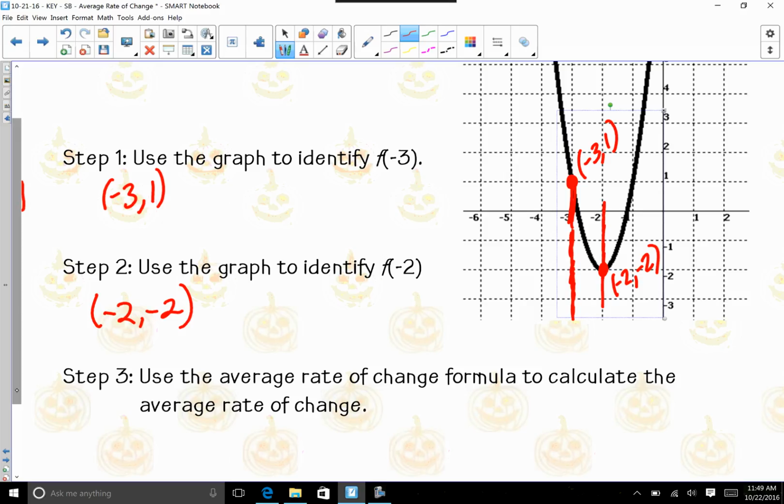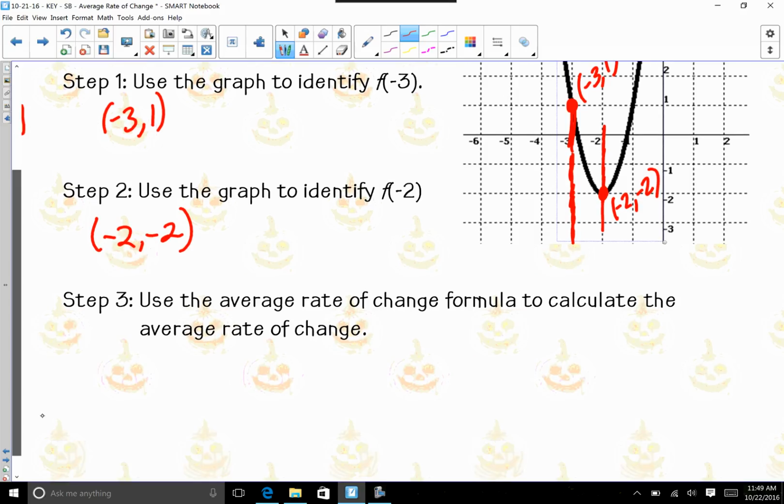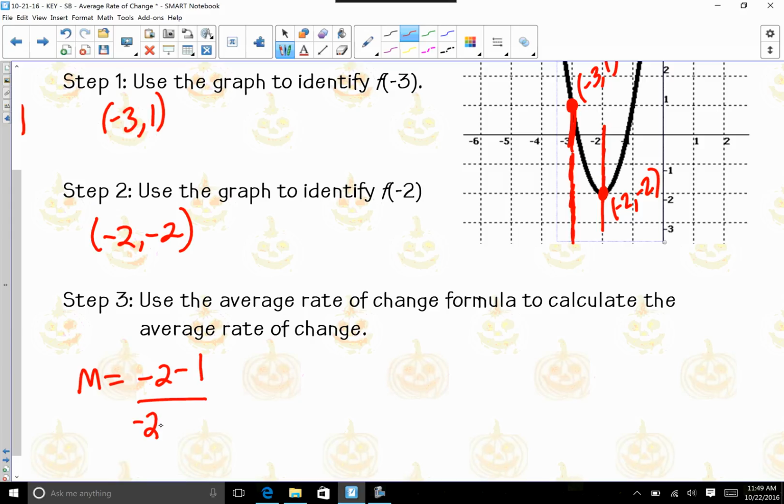So I can algebraically find this rate of change: the average rate of change is y2 minus y1 over x2 minus x1. So -2 minus 1 over -2 minus -3. That becomes plus, right? Minus the negative is a positive. -3 over 1, and I get -3. So the average rate of change over that interval is -3.